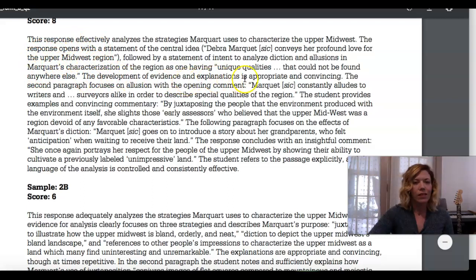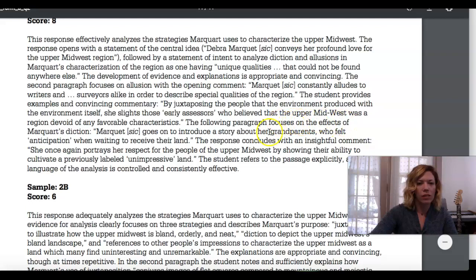The development of evidence and explanations is appropriate and convincing. The second paragraph focuses on allusion with the opening comment, the author constantly alludes to writers and surveyors alike in order to describe special qualities of the region. The student provides examples and convincing commentary. By juxtaposing the people that the environment produced with the environment itself, she slights those early assessors who believed that the Upper Midwest was a region devoid of any favorable characteristics.